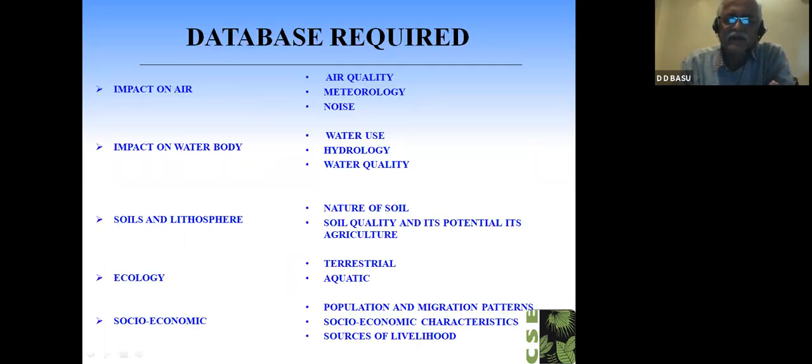What databases are required? For impact on the air environment, the database required is air quality. The movement of air pollutants depends on meteorology, that is, the horizontal wind speed and the mixing height, which is the vertical distance. Impact on air also encompasses noise.